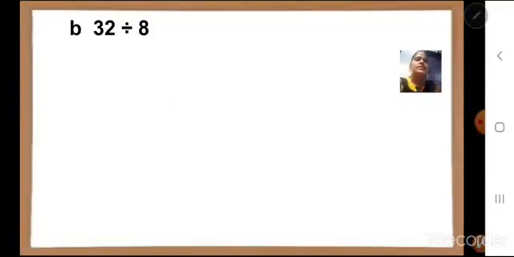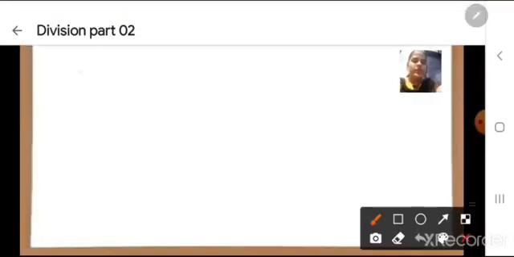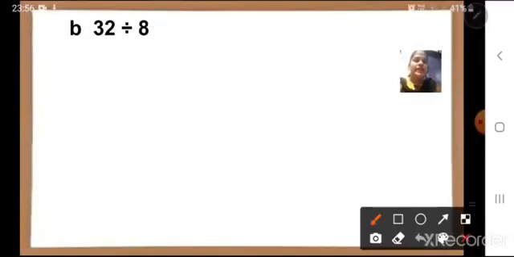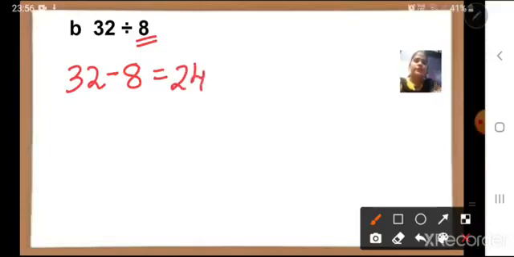Okay. Next one is B1, 32 divided by 8. Come on, let us do it together. Now, 32 divided by 8. So 8 we have to subtract repeatedly. So 32 minus 8 is equal to... what is 32 minus 8? Yes, it is 24.